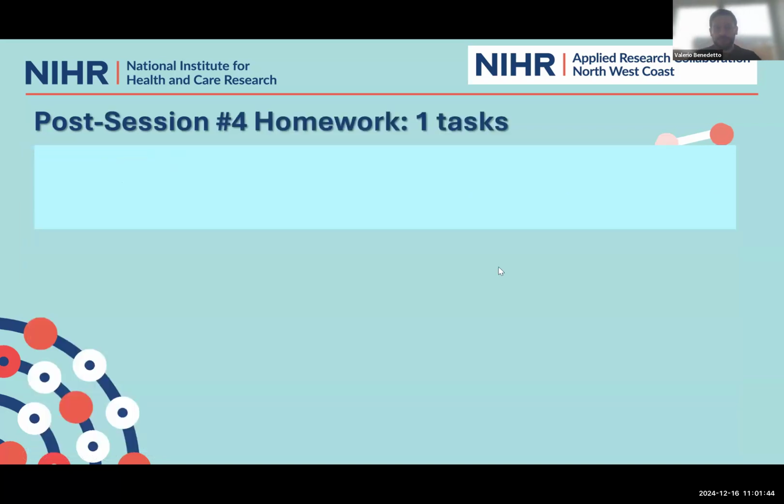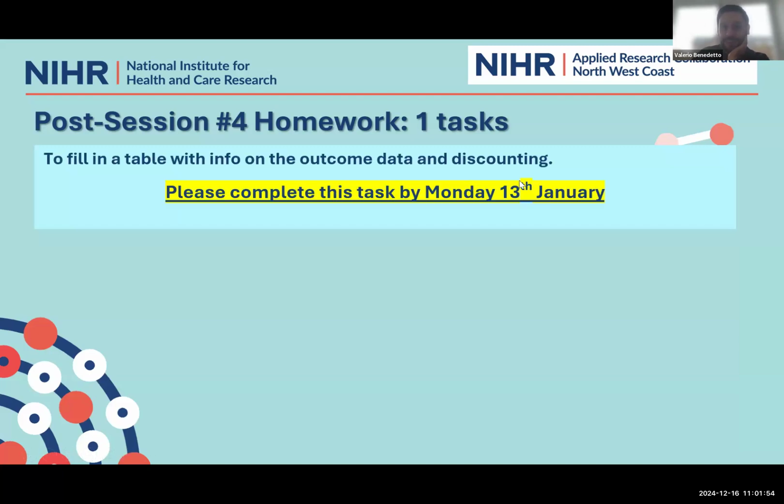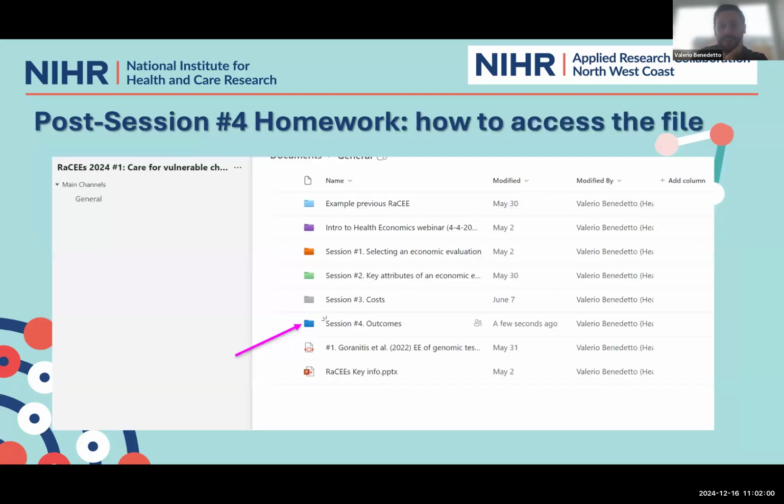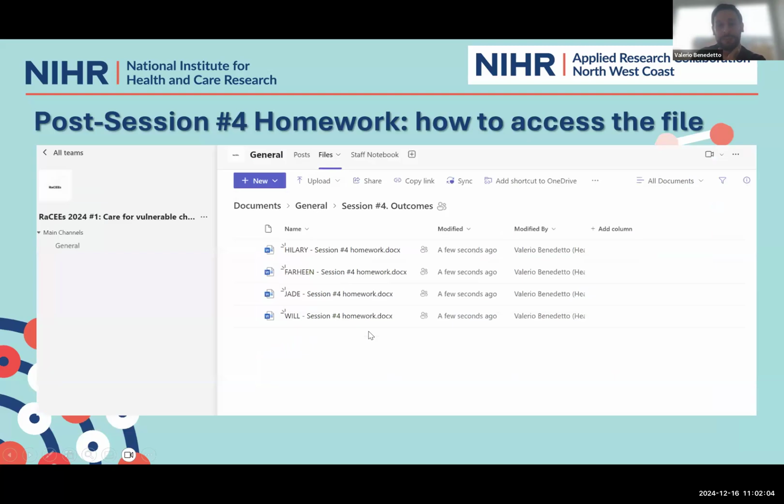Right. I'll just talk about the homework, and then we can have any questions after that. Sorry, we are running a bit late today. So the homework is yet again another table. You will have to complete this table on outcome data and discounting by Monday, the 13th of January. As usual, you can access the table by clicking on session 4 on Teams.